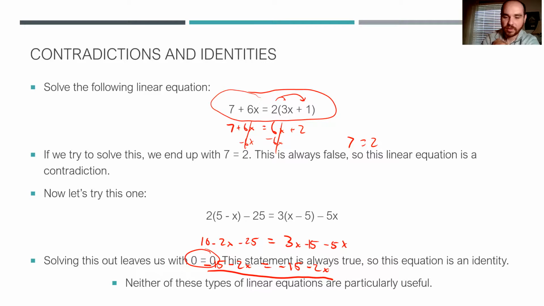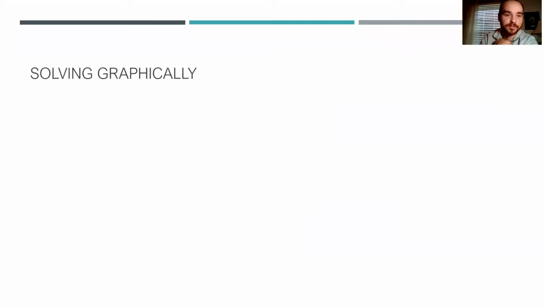Neither of these types of linear equations are particularly useful for anything. This is basically like saying 0 equals 0. Everybody already knows that. That is a fact. And this is basically just wrong. So neither one of these linear equations really helps you for anything, but they will come up occasionally, and you should be able to identify them if possible. So hopefully all of the solving mathematically things are things you've practiced before, you've done plenty of times.